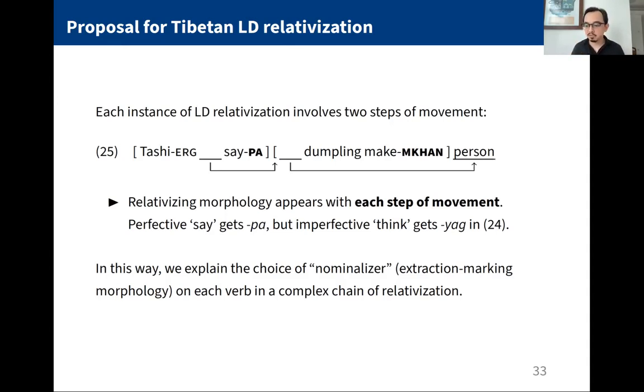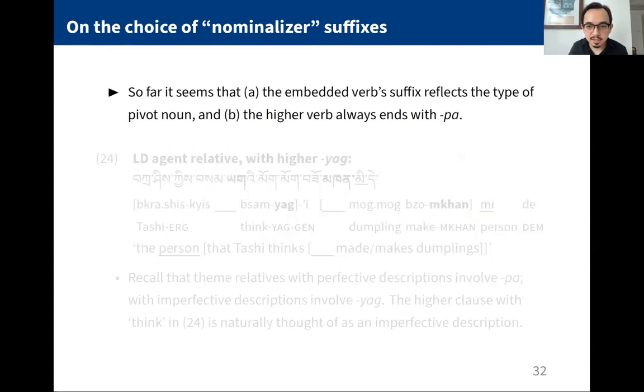pa that really marks the landing site of overt movement in these relative clause constructions, but I don't doubt that maybe there really is just a pa ending that takes something more like a non-finite verbal projection directly and forms, especially those event nominalizations, right? That might just be some kind of nominal by itself without any sort of extraction. I think we can be open to that possibility.